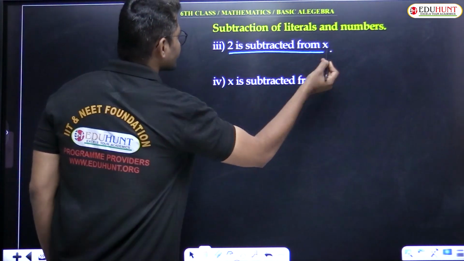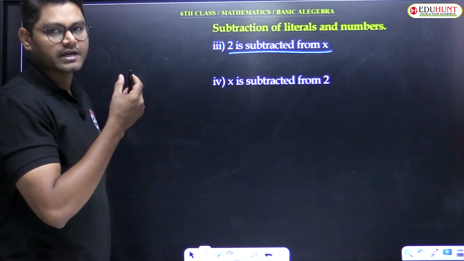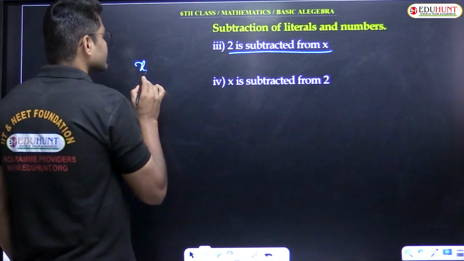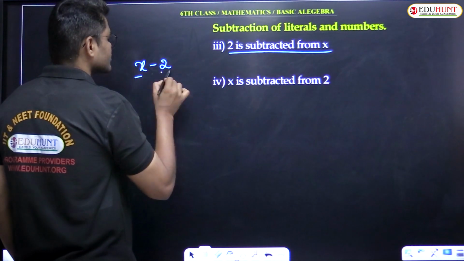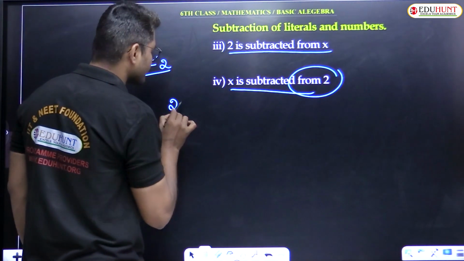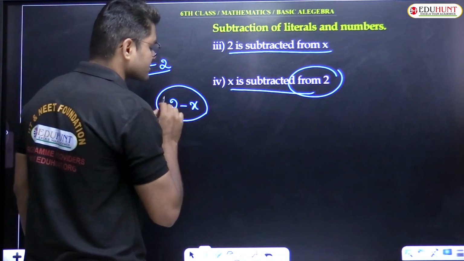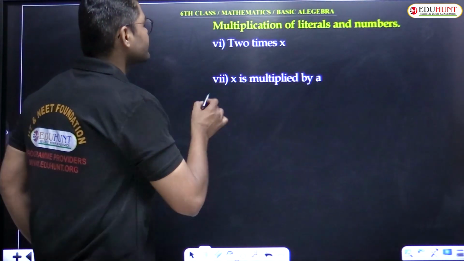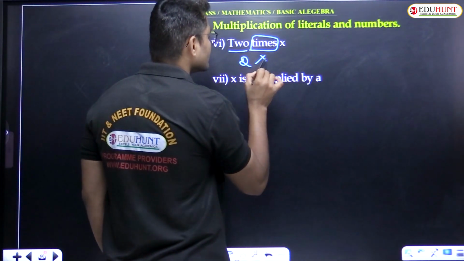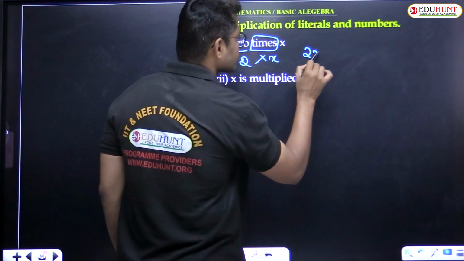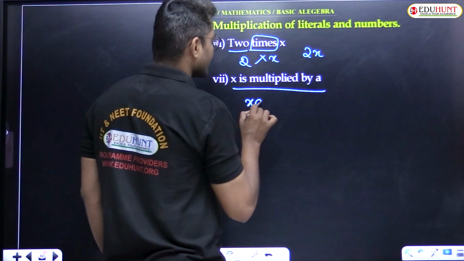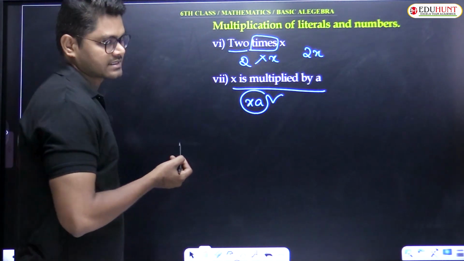2 is subtracted from x. From which number we are subtracting? That number we have to write first. From x we are subtracting. So, x minus 2. Here, x is subtracted from 2. So, we have to write 2 first, then x. That's it. Okay. 2 times x. Times means into. 2 into x, that is 2x. X is multiplied by a. That means x and a are multiplied, xa or ax.